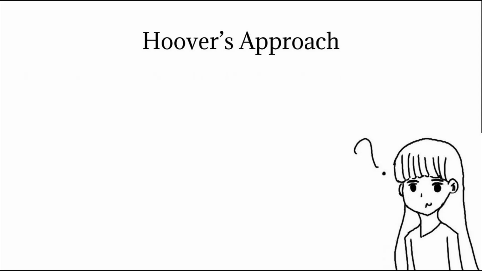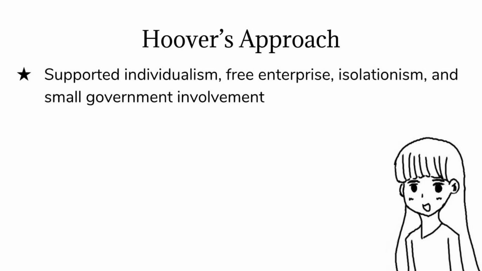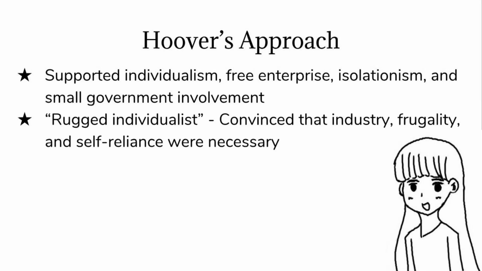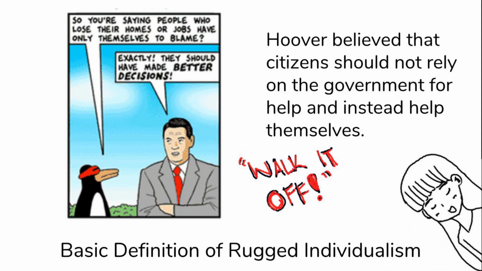So, when Hoover was president, what were his approaches? Well, we know he supported individualism, free enterprise, isolationism, and small government involvement. And he was a rugged individualist, meaning he was convinced that industry, frugality, and self-reliance were necessary. If you didn't understand that, I have this small comic that illustrates this clearly.